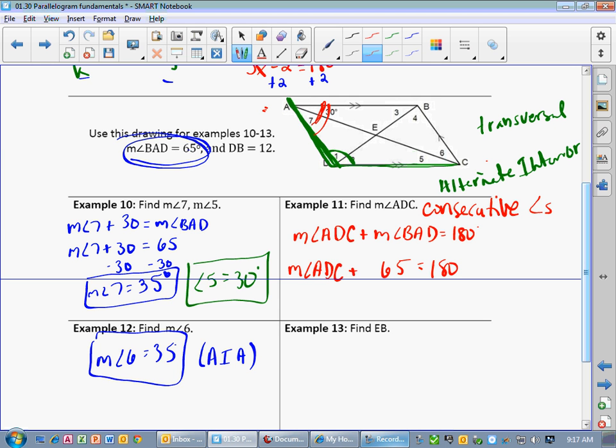So how do we solve this equation? Okay. What else? So we subtract 65 from both sides. We get the measure of angle ADC equals 115.